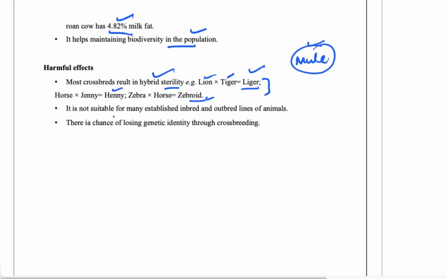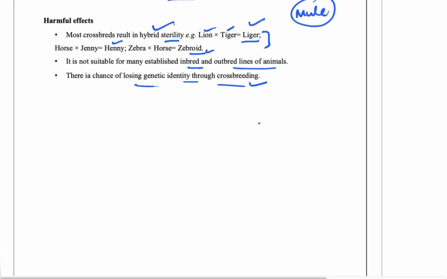And it is not suitable for many established inbred and outbred lines as well, and there is a chance of losing genetic identity through crossbreeding. Chances are there that the particular thing you are looking for can get lost during the crossbreeding. Okay.